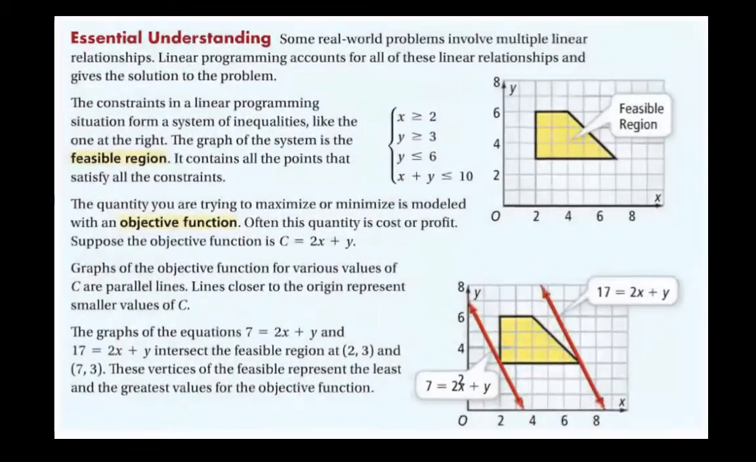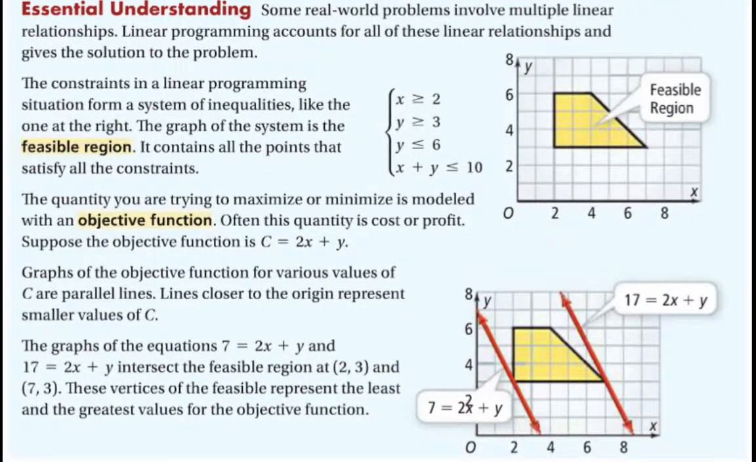So some real-world problems involve multiple linear relationships. Linear programming accounts for all of these linear relationships and gives the solutions to the problem. The constraints in a linear programming situation form a system of inequalities, like the one at the right. The graph of the system is what's called the feasible region. It contains all points that satisfy all the constraints. So the constraints are these inequalities here. So when we have a system of inequalities, those are called constraints. They're like restrictions, okay? They restrict the graph that we're looking at.